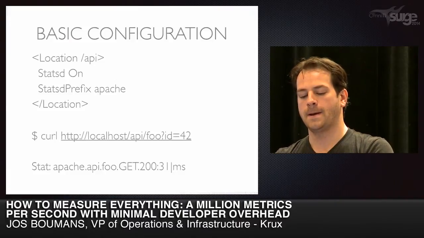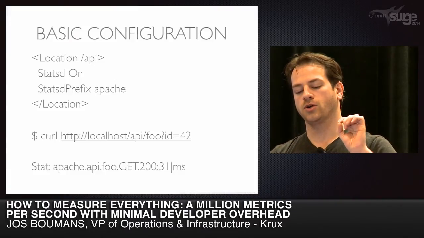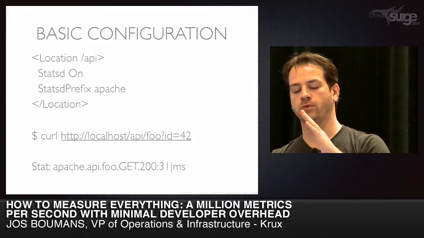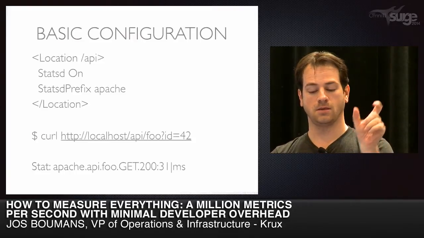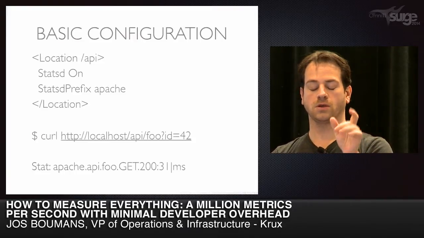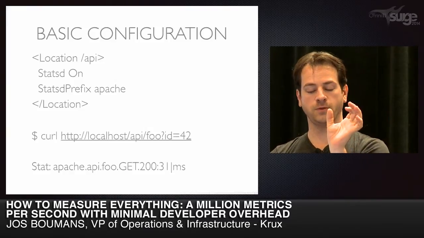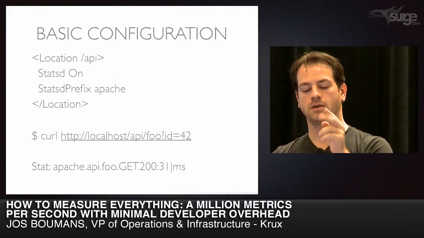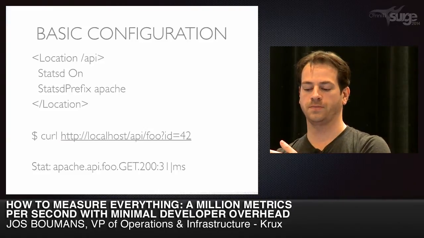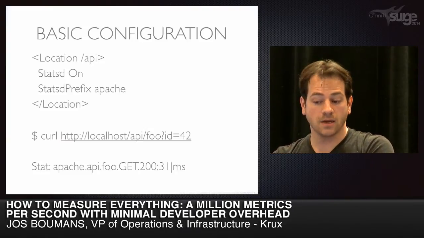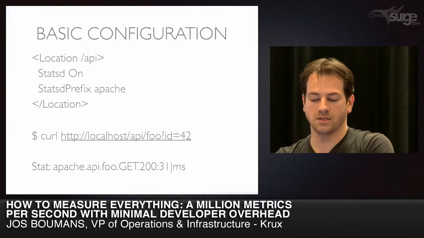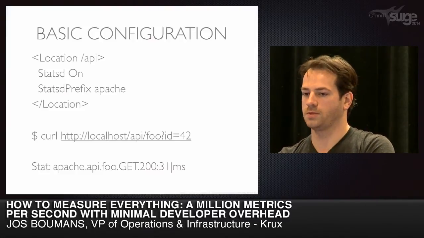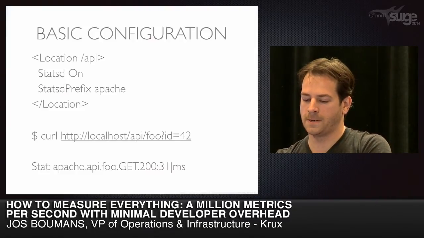But then a curl to say /API/foo gets you the prefix stats, then the prefix Apache, then the stat API foo, which tells you it was a GET, the return code was 200, and it took 31 milliseconds, and sends it off. You can use that for static content. You can use that for dynamic content. It doesn't really matter. And there's tons of knobs to configure it, like I just mentioned.